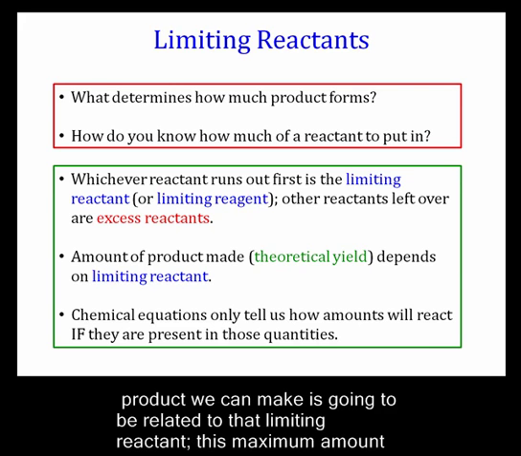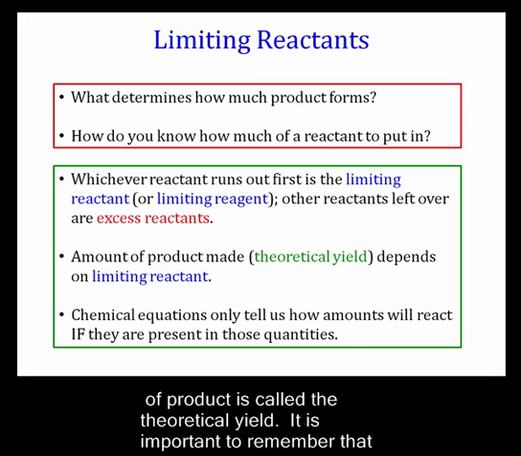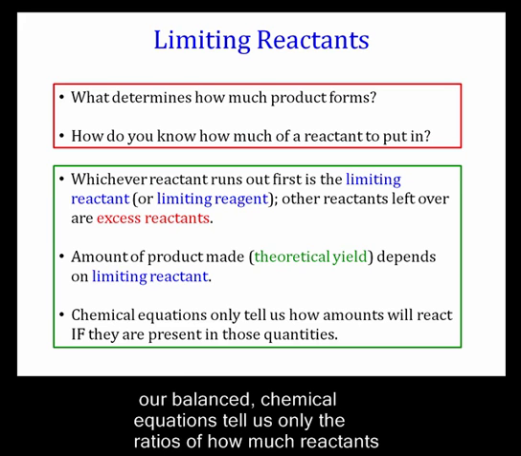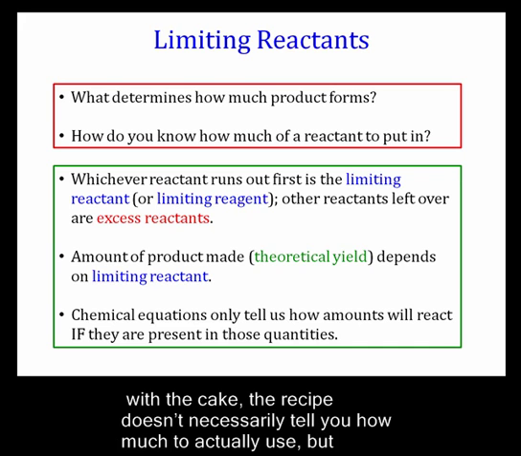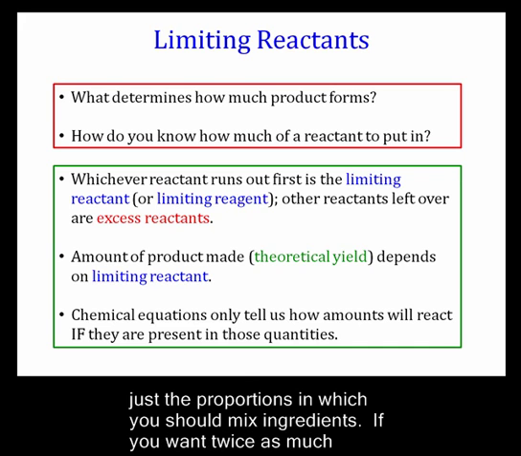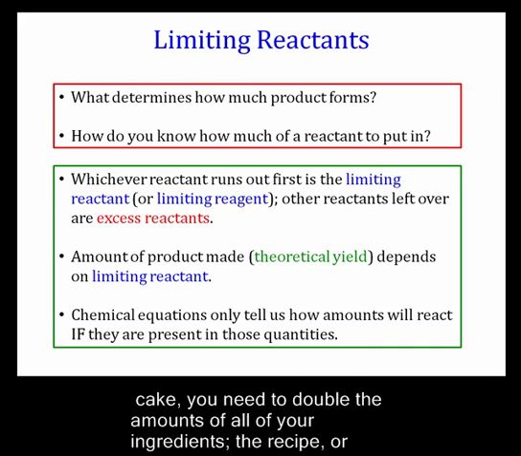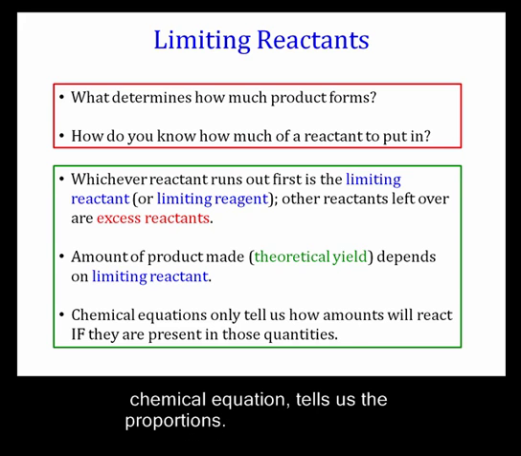The maximum amount of a product we can make is going to be related to that limiting reactant, and this maximum of product is called the theoretical yield. It is important to remember that our balanced chemical equations tell us only the ratios of how much reactants get used up compared to how much of our products get made. Just like the case with the cake, the recipe doesn't necessarily tell you how much to actually use, but just the proportions in which you should mix the ingredients. If you want twice as much cake, you need to double the amount of all of your ingredients. So the recipe, or in our case, the chemical equation, just tells us the proportions.